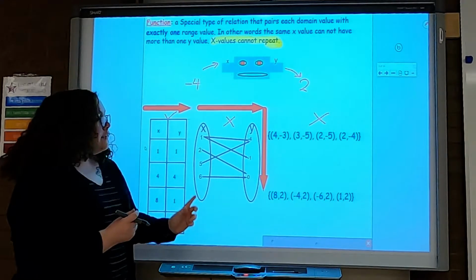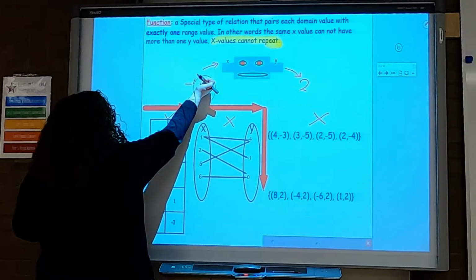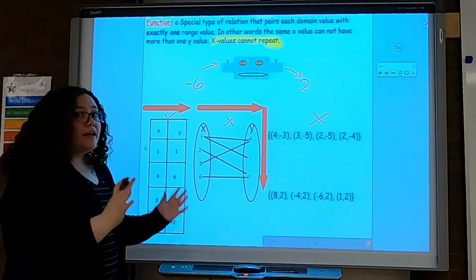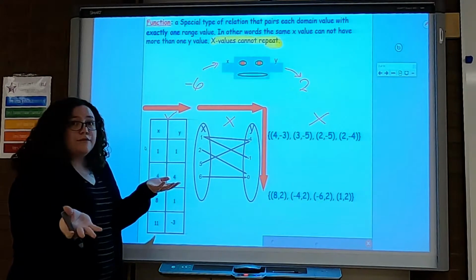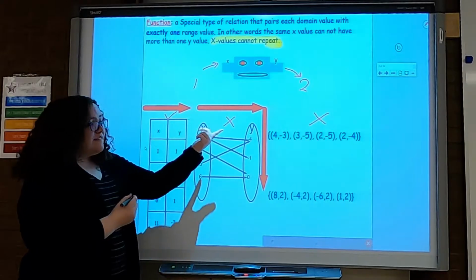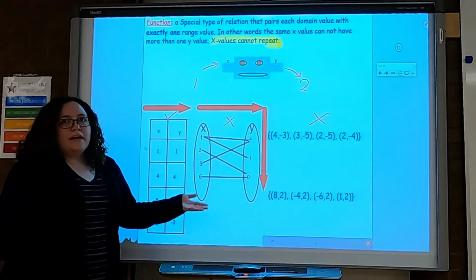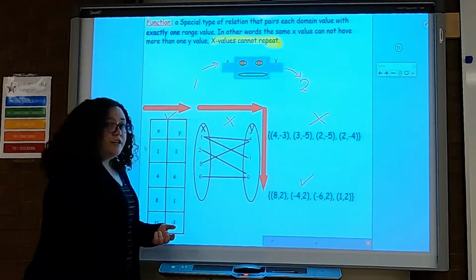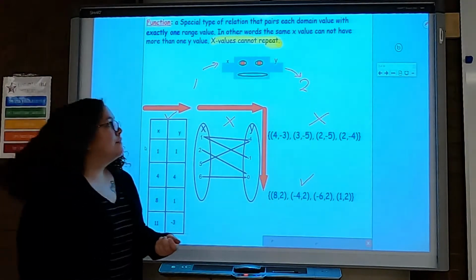We're still okay. Next up, negative 6. And it's going to give us another 2. Oh, weird. But again, we're not repeating the x value, so we're still fine. The last one, positive 1. It's also giving us a 2. But still no repeated x values, so we're still okay. This one is a function. It is functioning.